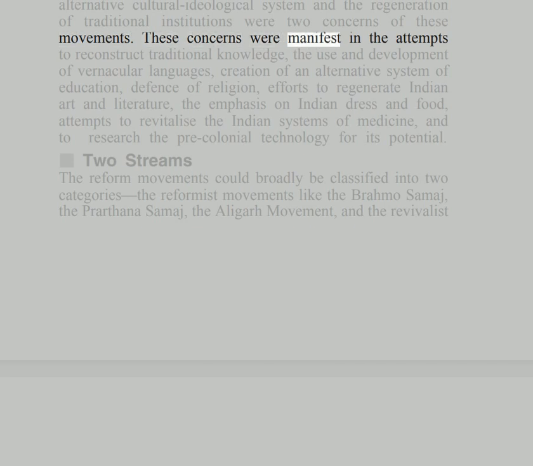These concerns were manifest in the attempts to reconstruct traditional knowledge, the use and development of vernacular languages, creation of an alternative system of education, defense of religion, efforts to regenerate Indian art and literature, the emphasis on Indian dress and food, attempts to revitalize the Indian systems of medicine, and to research pre-colonial technology for its potential.